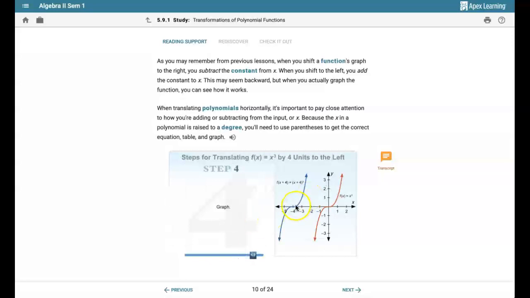Again, the biggest point I want to point out is that every parent graph has one value that's always going to be consistent. So for here, it's going to pass through 0, 0. One of the points you can start off with is knowing that this is going to be -4, 0 now because you've shifted it 4 to the left. And then again, picking a couple values here to just get the general shape and understanding what an x cubed graph looks like in general.